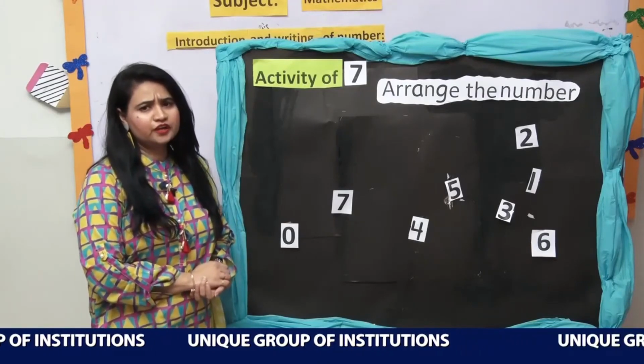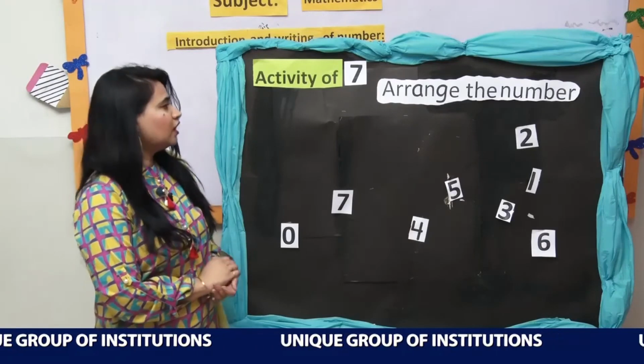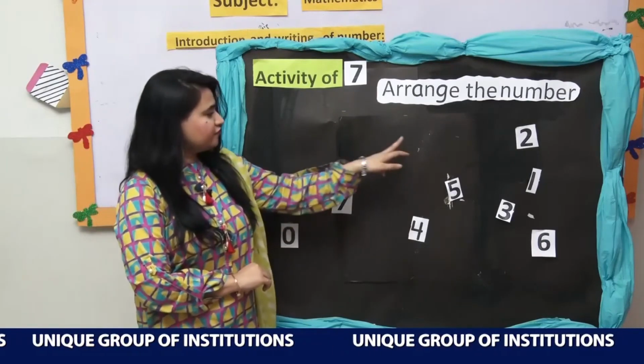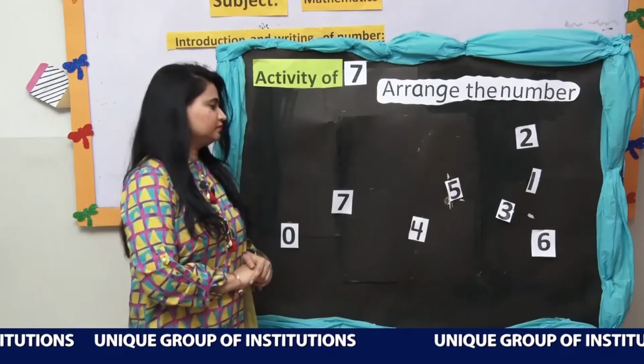What have we learned today? We have learned number 7. Let's do the activity. Arrange the numbers. We have numbers on the board. We have to arrange them.